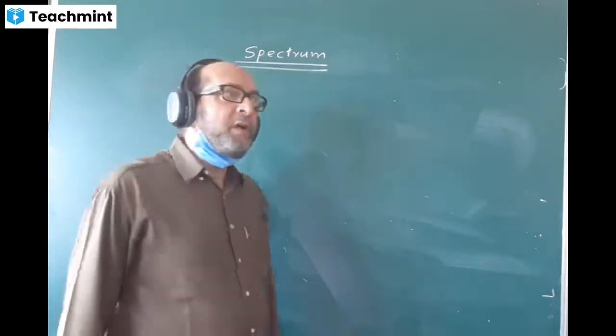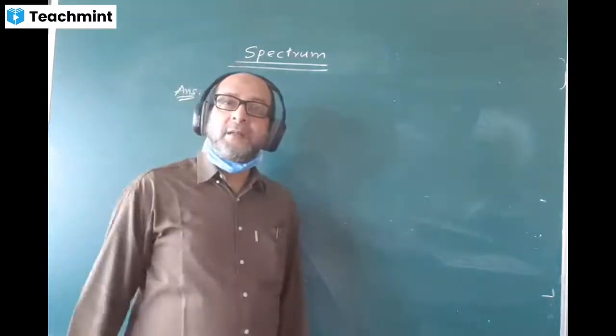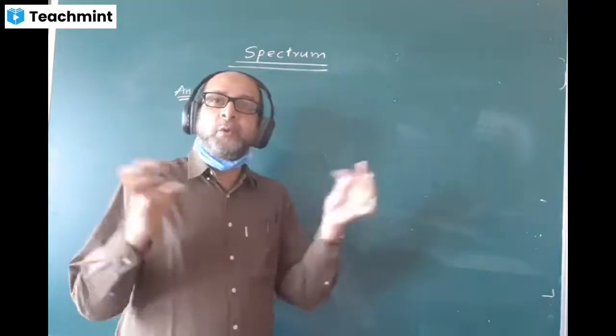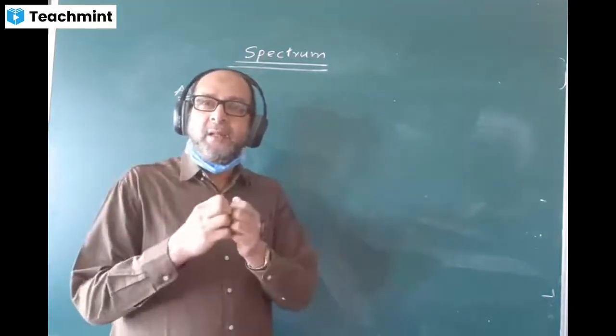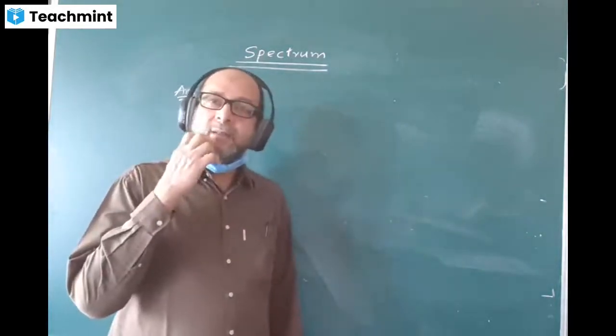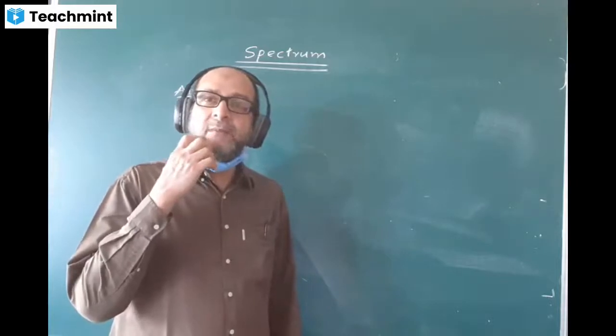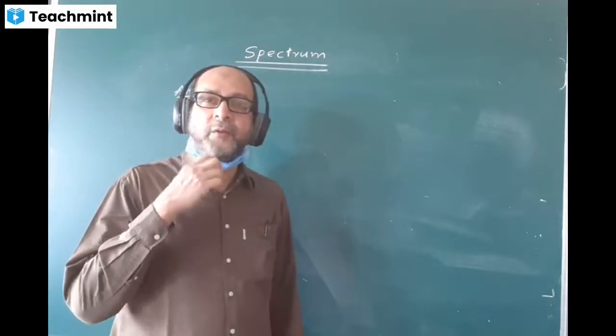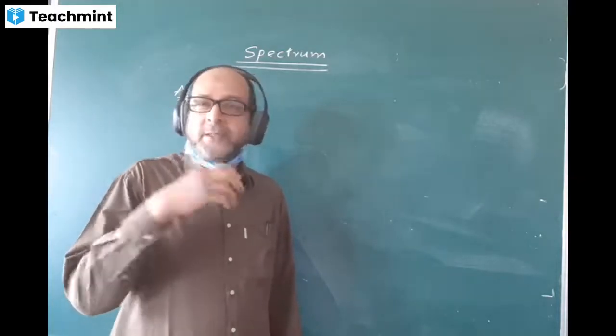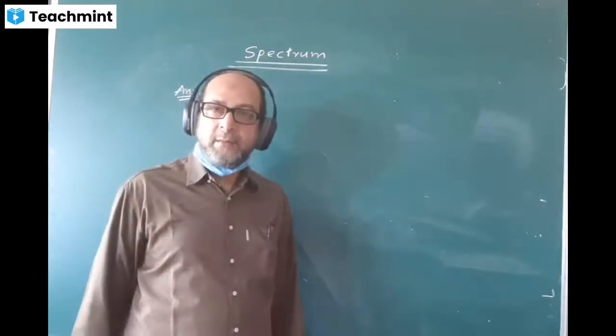Rain-giving clouds appear dark because they are too dense, too thick, that all the colors are absorbed. And none of the colors is scattered from it. That's why it appears completely dark. Understood?